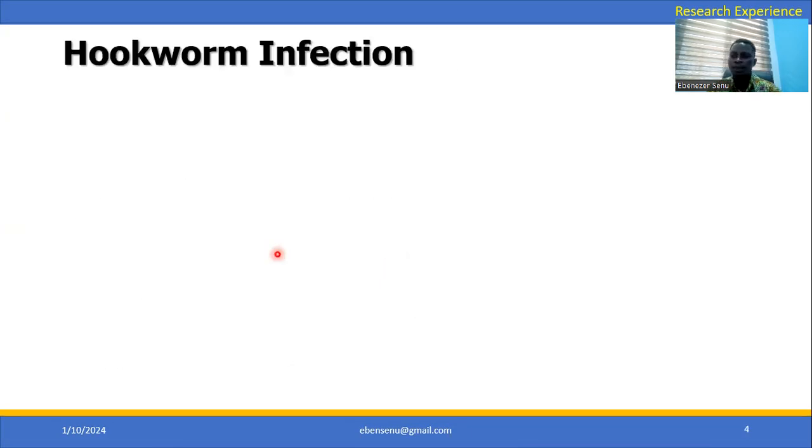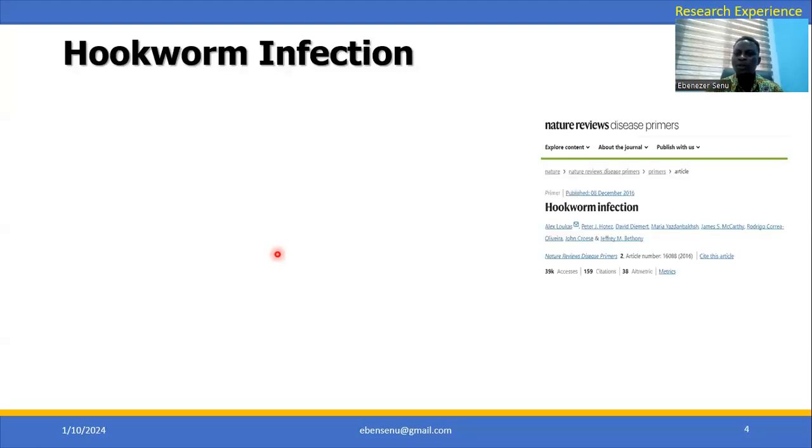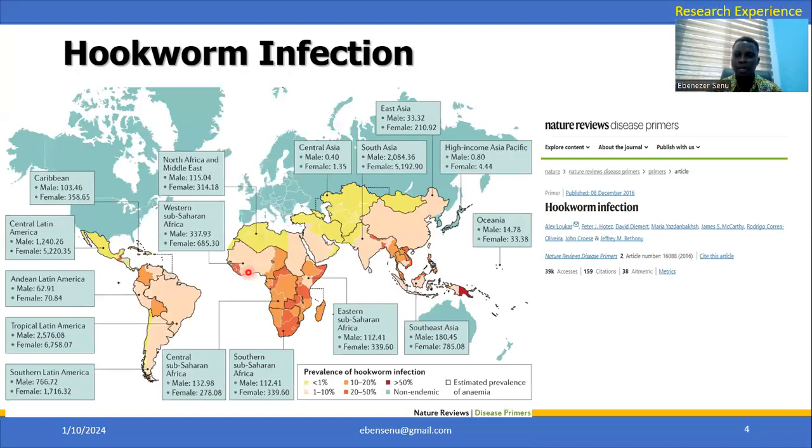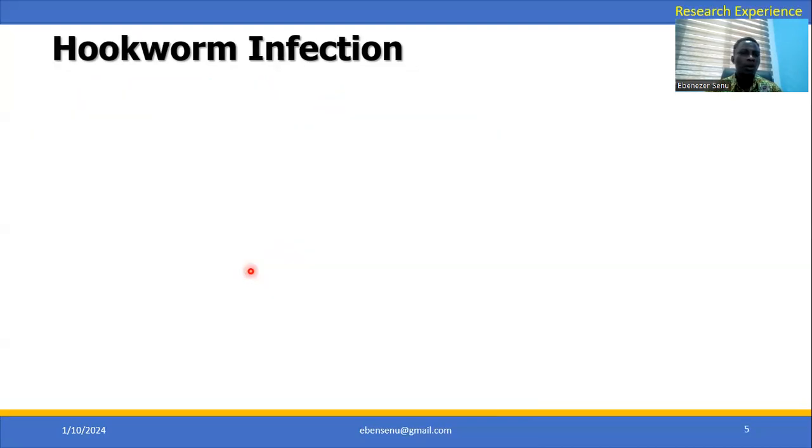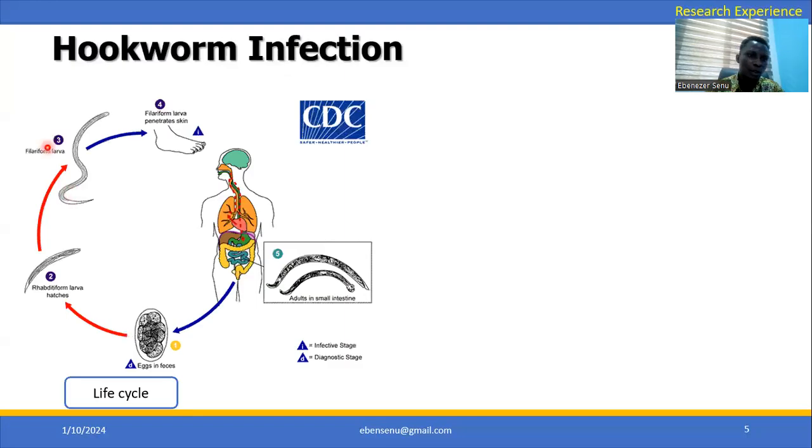Hookworm is a major public health concern in Africa. A previous study published in Nature shows that Ghana has a prevalence of around 10%. Most often humans are infected through contact with the filariform larvae, which penetrate through the skin and are carried through the vein to the heart, lungs, and finally to the small intestine where they reside and mature into adults.